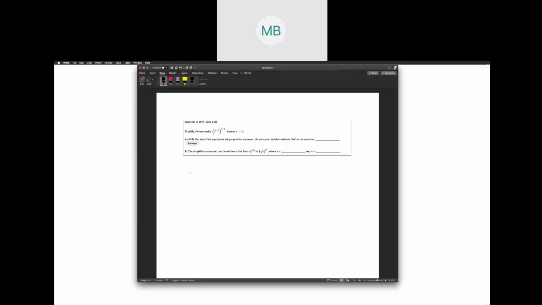So this is just going to use the property that c to the a to the b is equal to c to the a times b. So in this case, we have c to the 4/5 to the 2/3. That's c to the 4/5 times 2/3, which is c to the 8/15. So that would be the answer to part A.